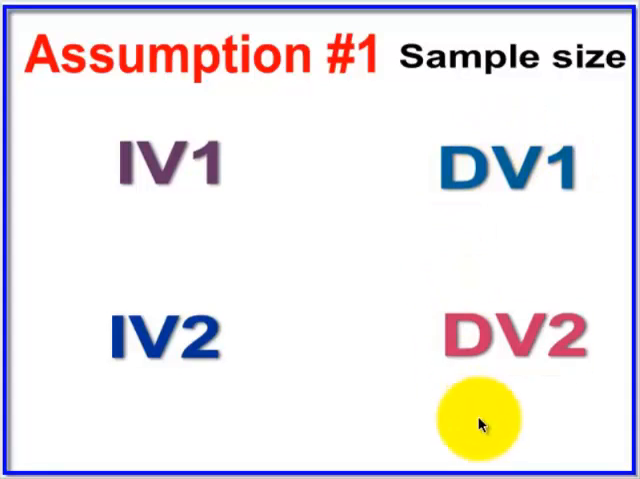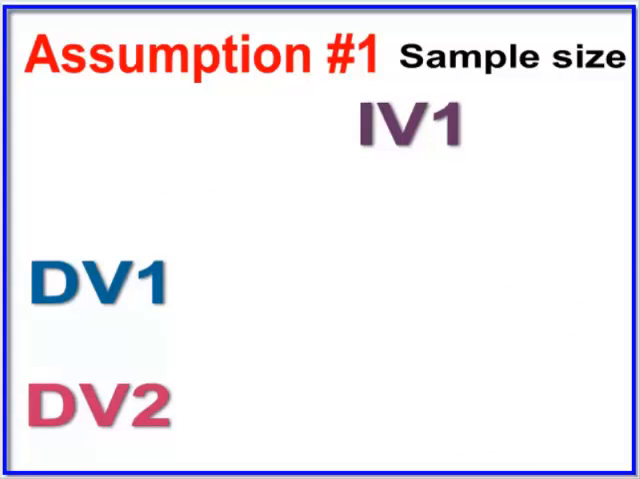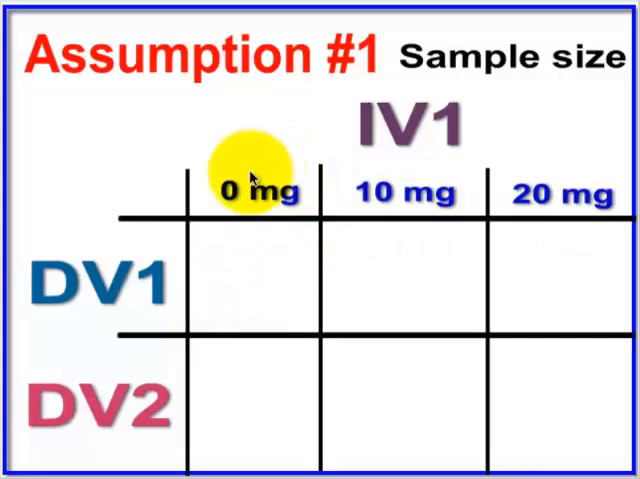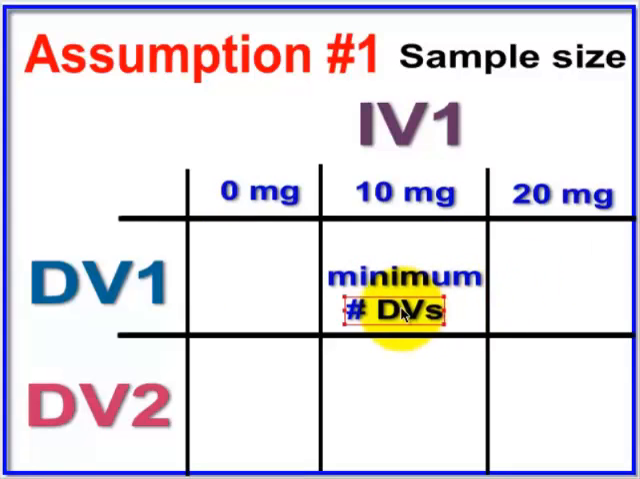So since we have 2 DVs in our study, that means our cells have to have a minimum of 2. So I'll show you how this works. The first IV is the drug dose. And as you recall, we have 3 different levels. So I'm going to make my cells here. Correct? So we need a minimum of 2 subjects per cell. The minimum has to be the number of DVs. So we got 2 DVs, so we have to have a minimum of 2 per cell.